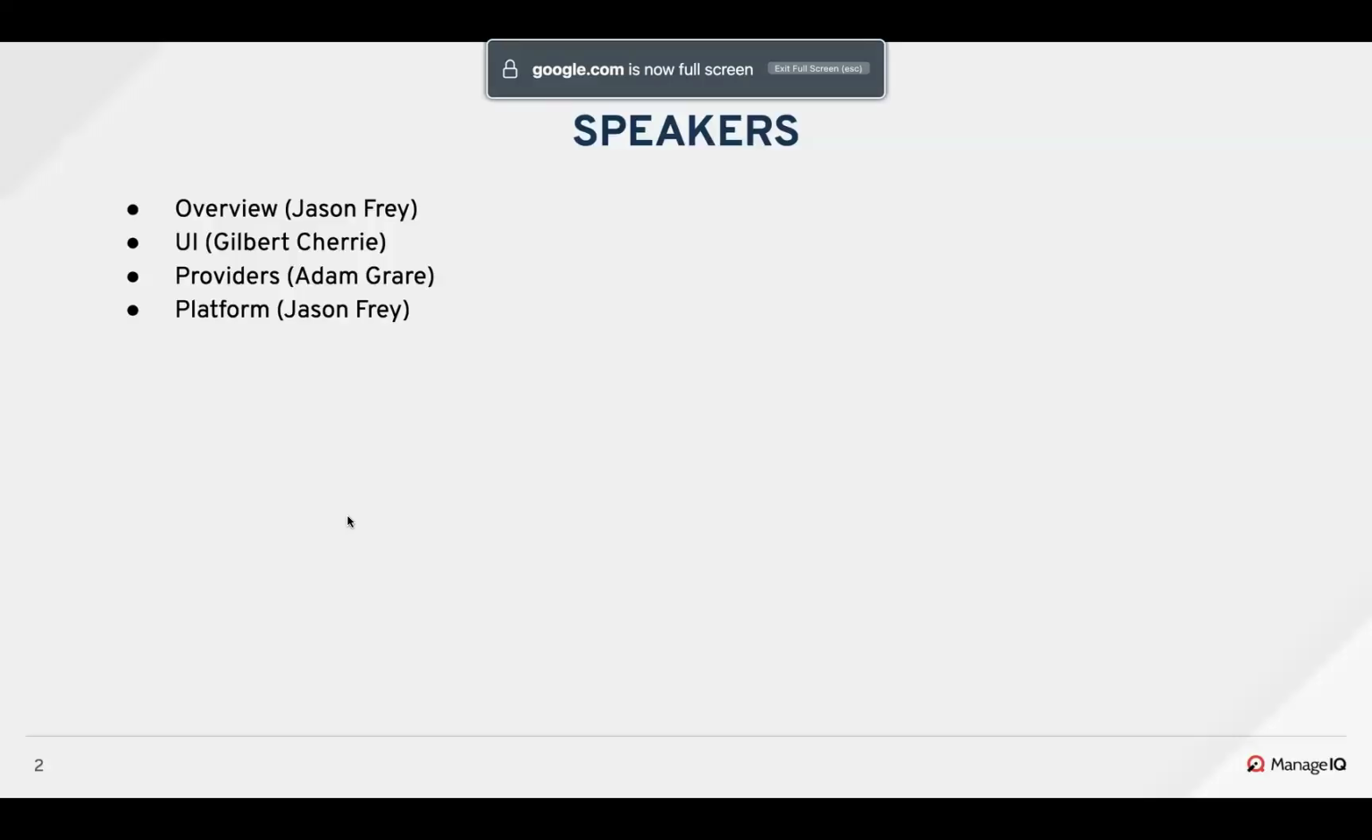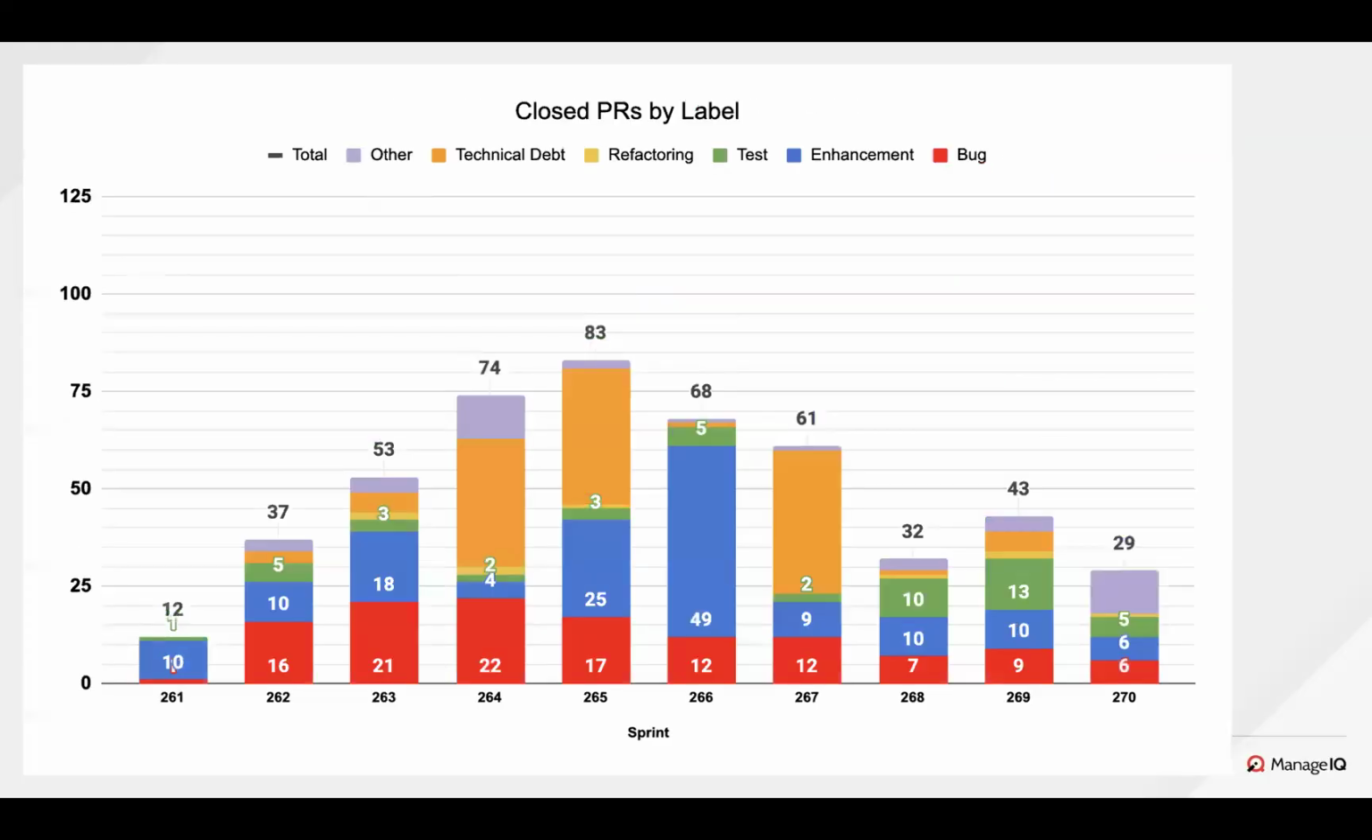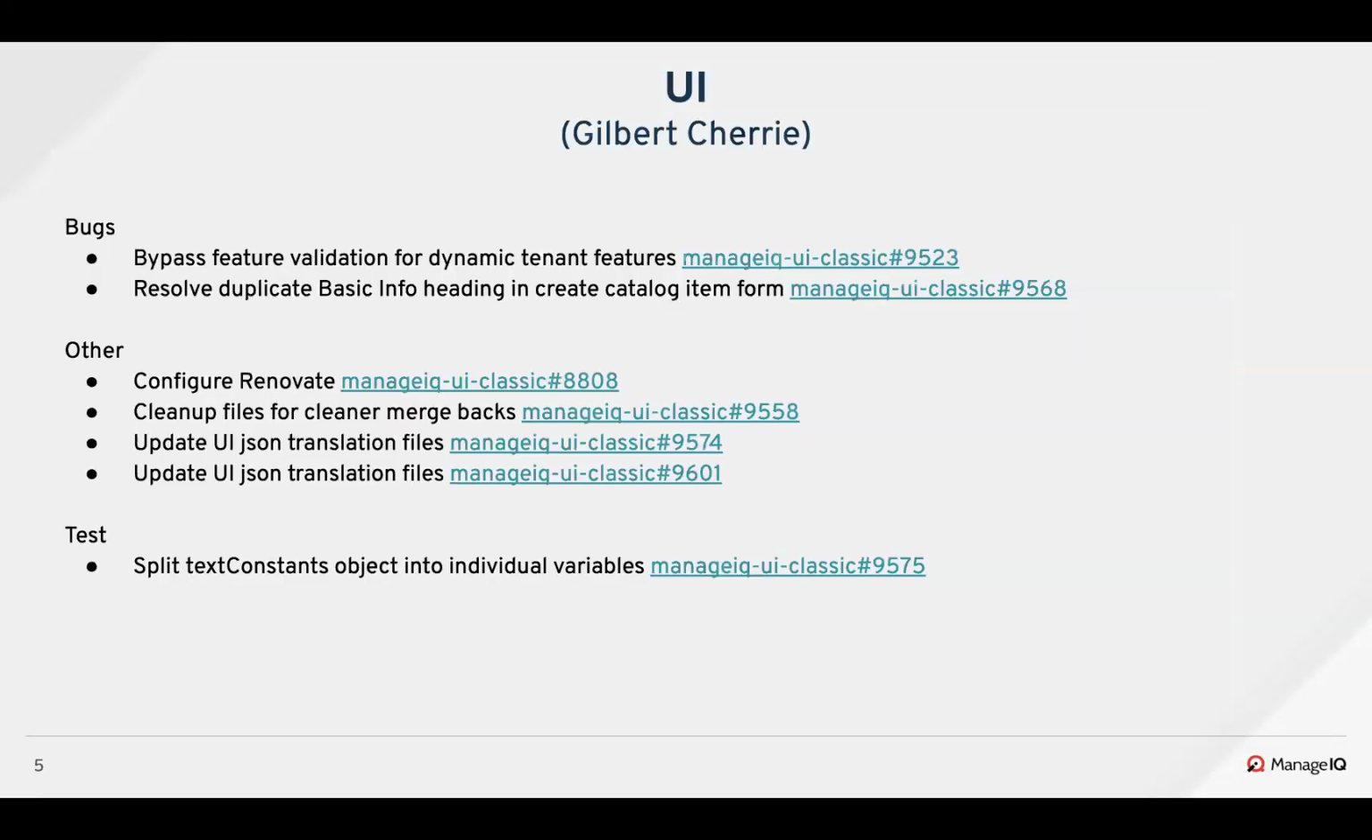I'll start with the overview, Gilbert on the UI, Adam on the providers, and myself on the platform. For this sprint, we had 131 PRs merged, and a smattering of mostly other, but some bugs and enhancements. And over to Gilbert on the UI.